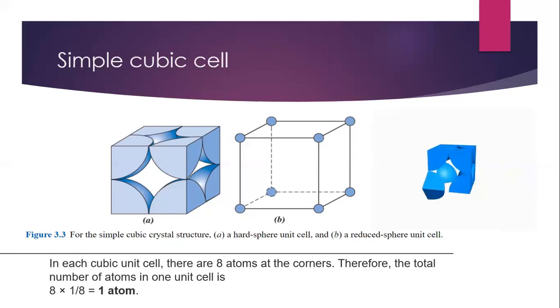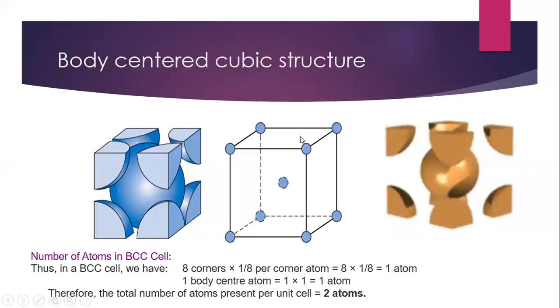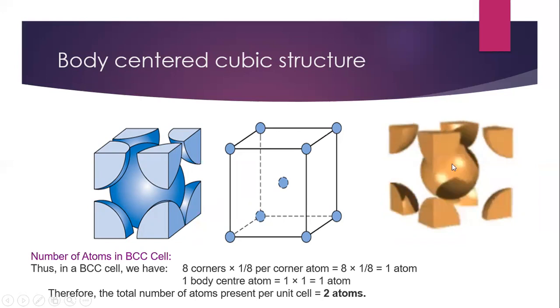Next one is a body centered cubic structure. Now in this BCC structure, atoms are present at the corners and one complete atom is present inside, at the center of the unit cell. So here in this structure, this is a 1/8 part of the atom, and one complete atom is present inside the unit cell like this. So the number of atoms present inside the body centered cubic structure is 2.